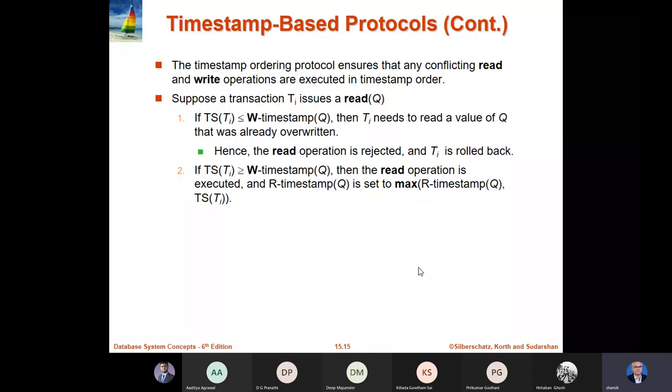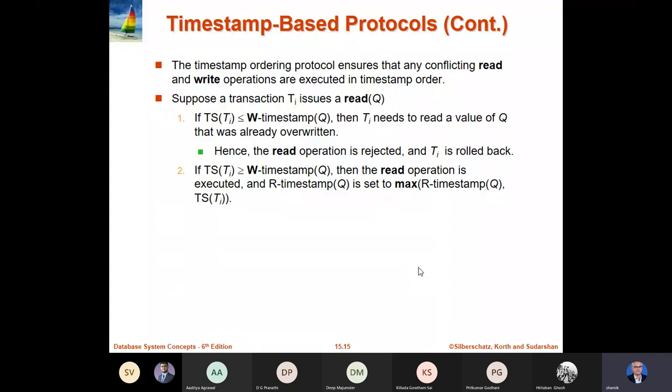And if it is greater than the write timestamp of Q, or equal to. Equal to means that we can consider one of them as strictly less than. The first one we can consider strictly less than the write timestamp of Q. So if the timestamp of Ti is greater than or equal to the write timestamp of Q, then the read operation is executed, and the read timestamp of Q is set to the maximum of whatever is the current read timestamp of Q and whatever is the timestamp of Ti.